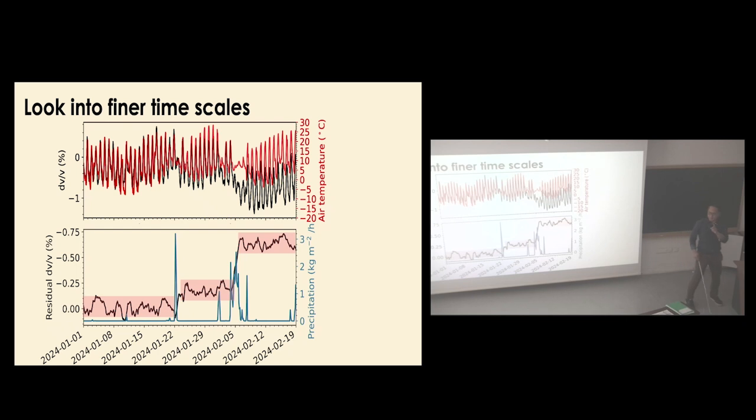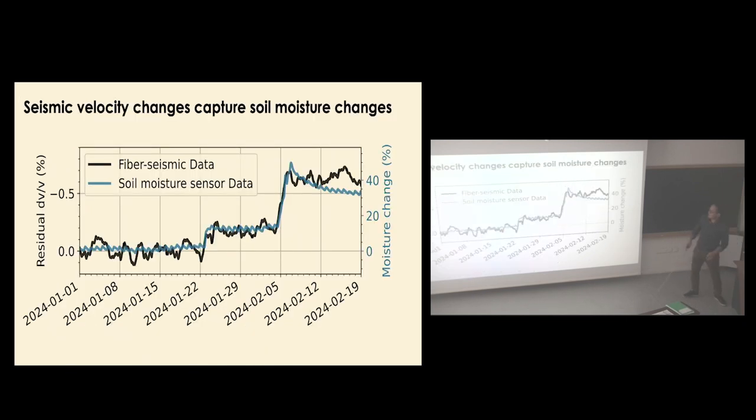Okay? And I also have the soil moisture sensor data. I can now plot my seismic data, shown in black, with the soil moisture sensor data, averaged over the top 45 centimeters. And that basically matches exactly. At this point, we know we're definitely measuring soil moisture, okay? And it's mostly very, very shallow.